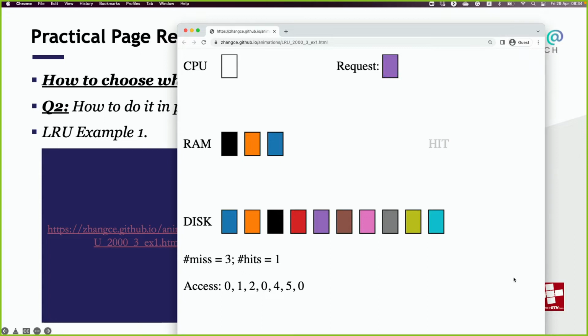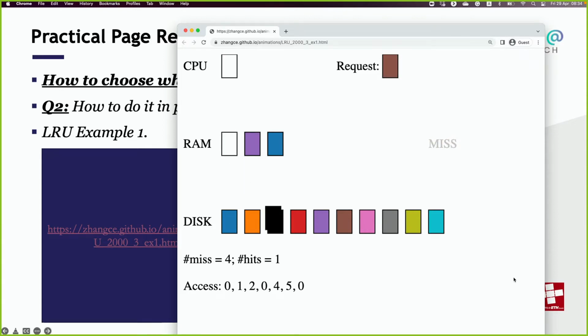But whenever you need, for example, this purple one, what you are going to do is evict the page that's least recently used. In this case, it's going to be the orange one. You are going to evict the orange one, pull that from the DRAM back to the disk, and bring this purple one from disk to the DRAM and bring that to the CPU. So on and so forth.